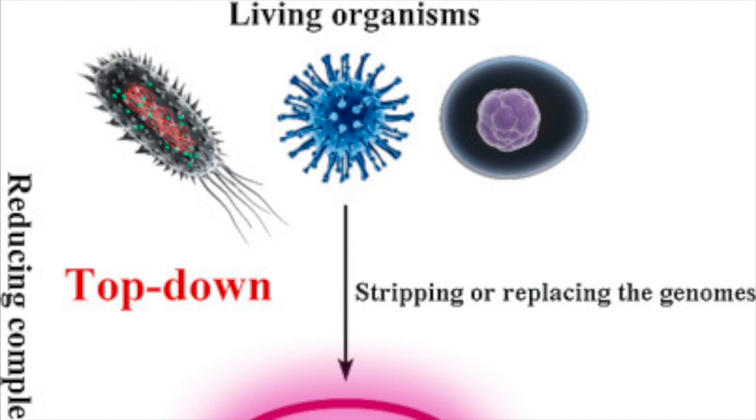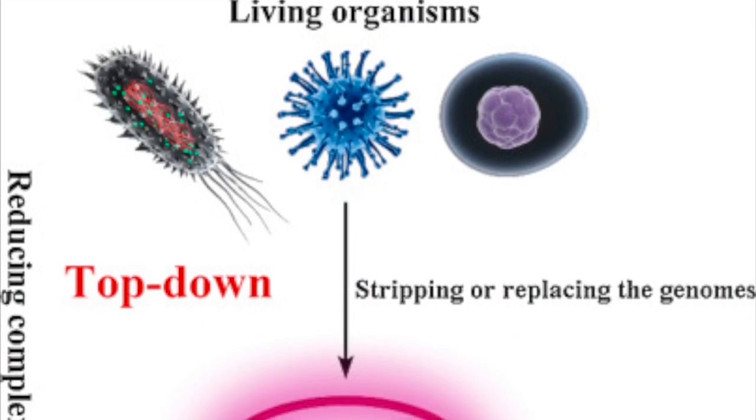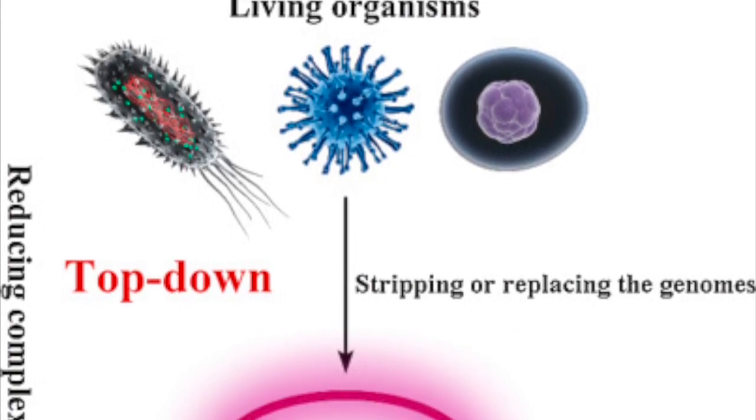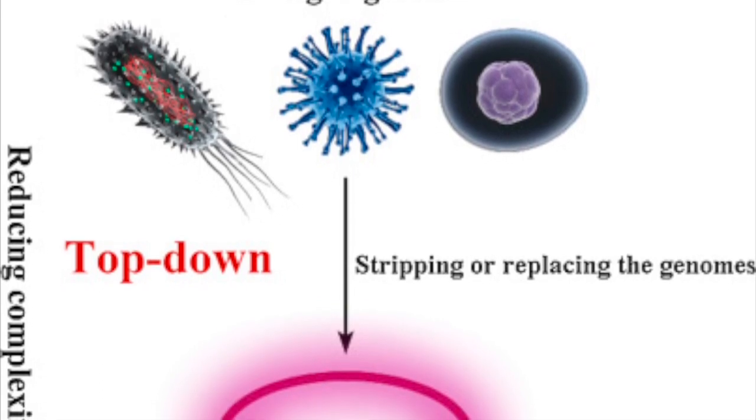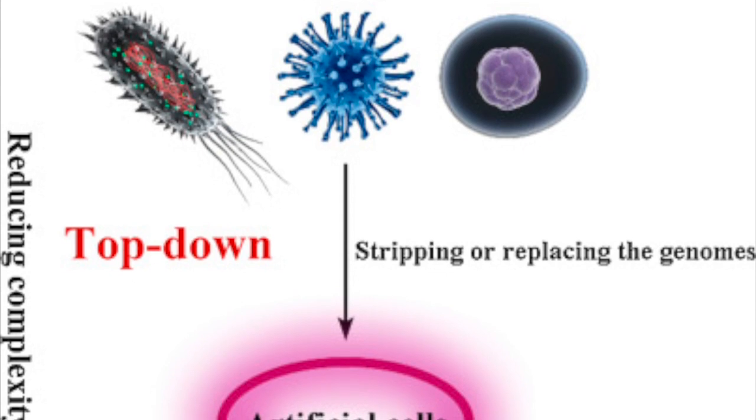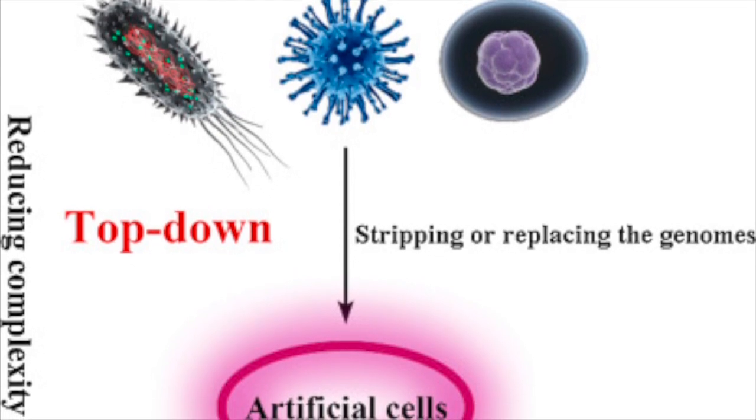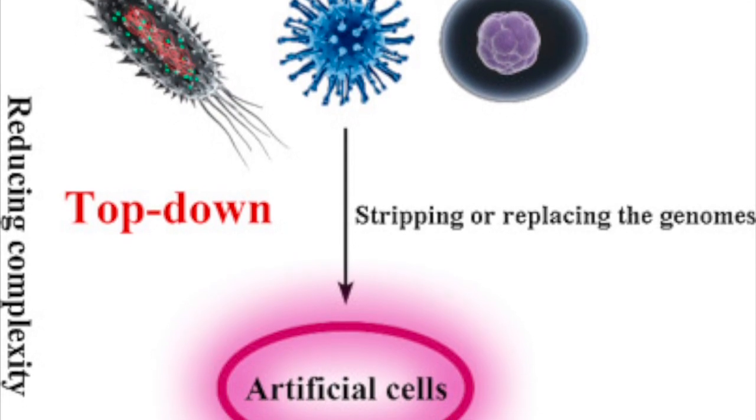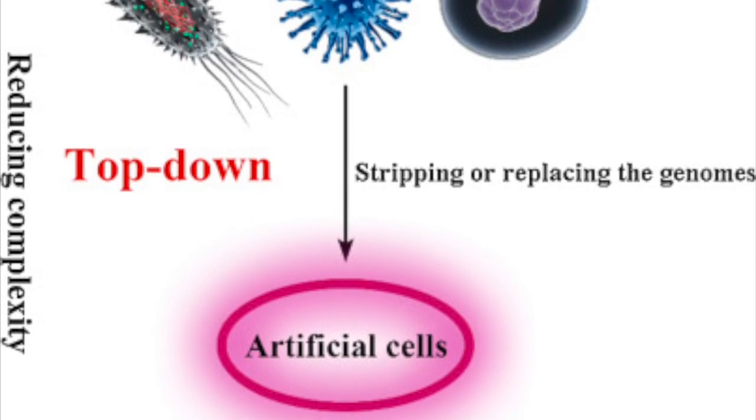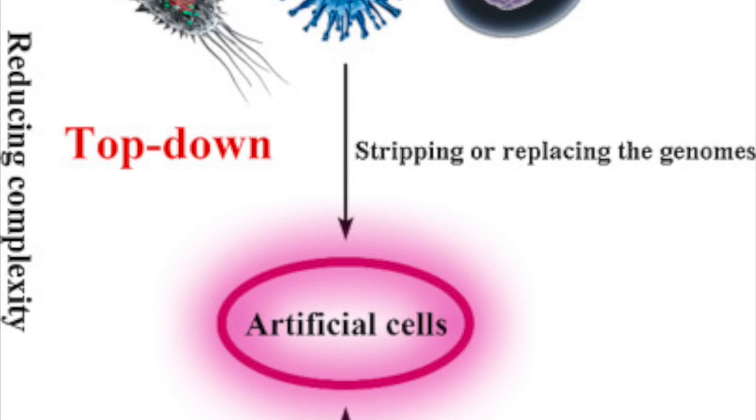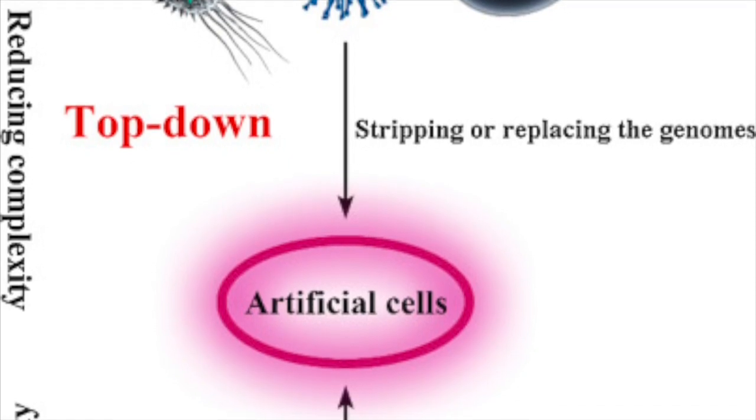There are two approaches to construction: top-down and bottom-up. Top-down means to build a minimal cell by stripping a living cell down to the basic or minimal components. They help us understand the properties necessary for life. There are only 150 genes that may be necessary to sustain a living cell, eliminating these from a living cell. Or you can create a synthetic genome.